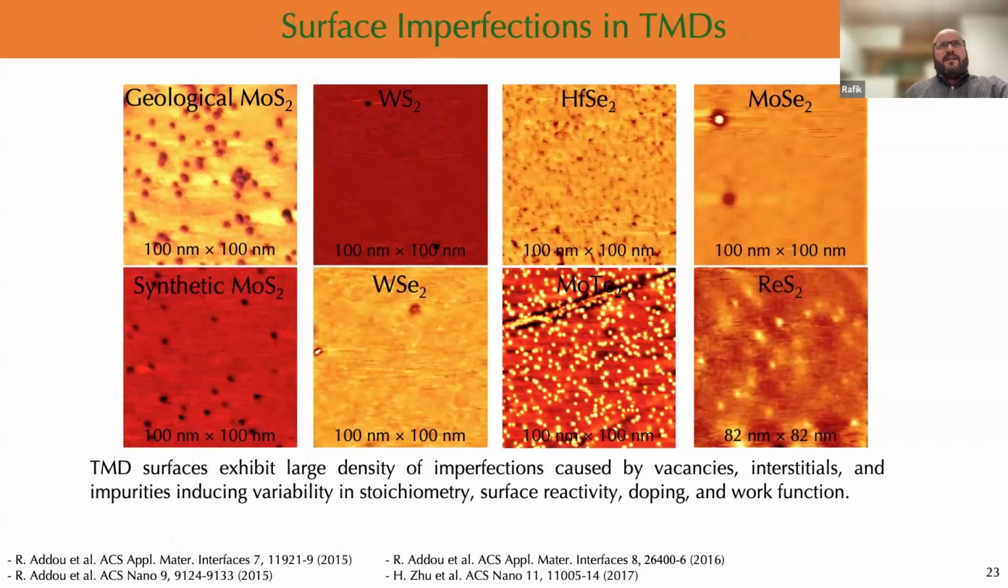And here is another example with other TMD materials, TMD for transition metal dichalcogenides. This is geological MoS2, and this is synthetic MoS2 grown by chemical vapor transport, tungsten sulfide, hafnium selenide, molybdenum selenide, rhenium sulfide, molybdenum telluride, and tungsten selenide.